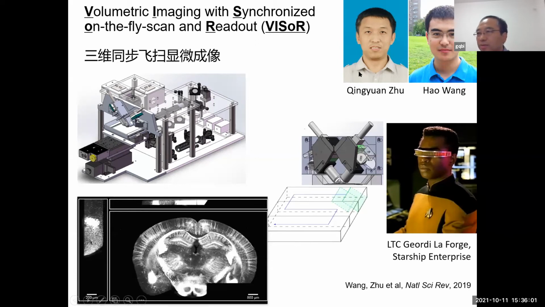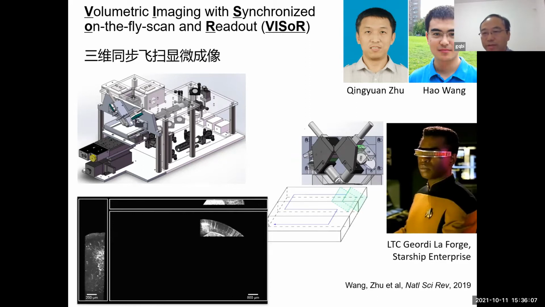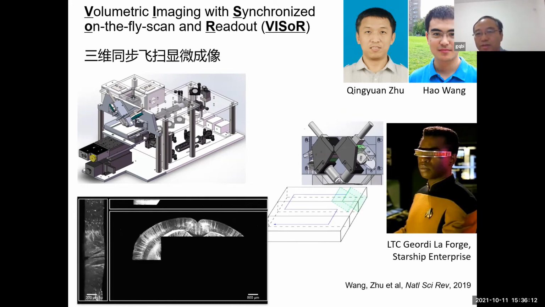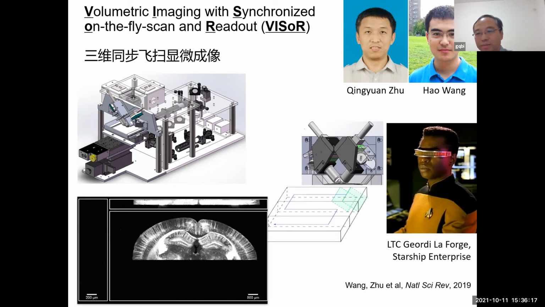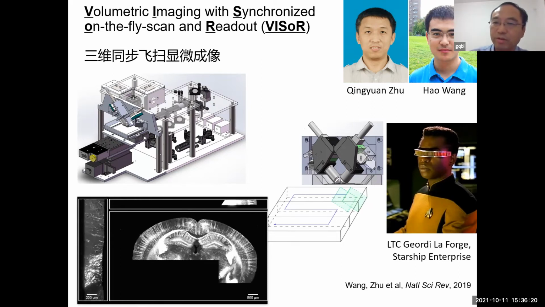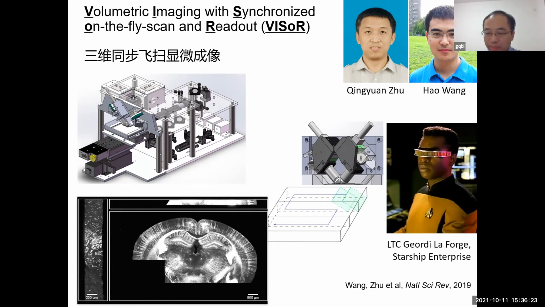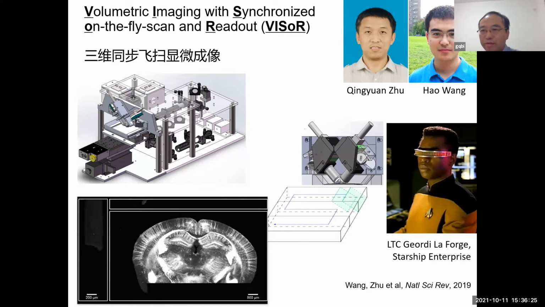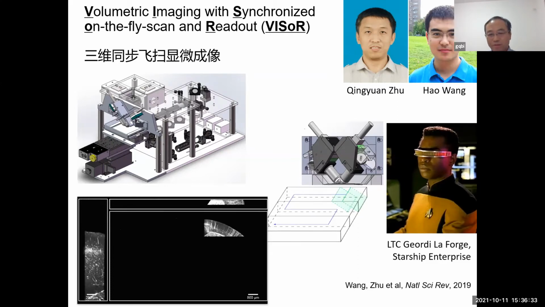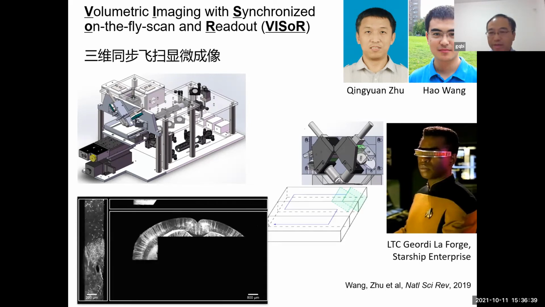So Qingyuan Zhu in the lab came up with a good idea: what if we image without stopping? If we just continuously image without stopping, then we can save more than 90% of the time. So it can be 10 times or 100 times faster. But this continuous imaging while the sample is moving has a problem, because you get a blurred image. We tried several ways, including deconvolution, to solve this, but it didn't work very well.